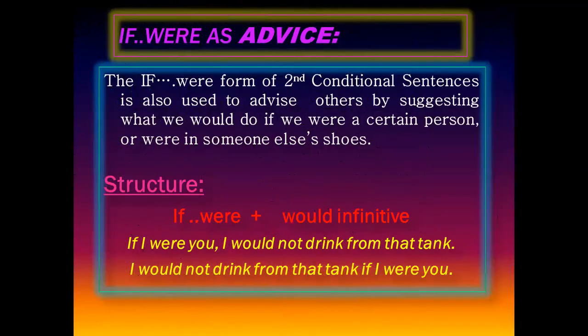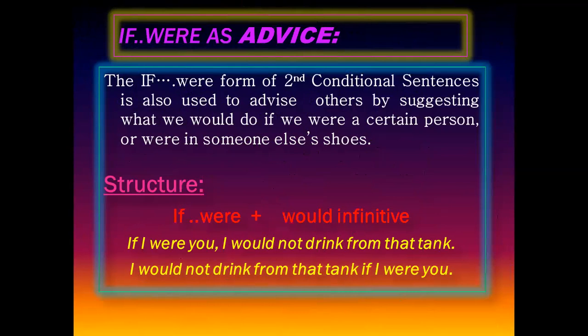Okay, so we just saw the use of if with were in conditional sentences in the previous slide, but here we will look at if and were as a tool for giving some advice. So look at what's written here. The if and were form of second conditional sentences is also used to advise others by suggesting what we would do if we were a certain person, or in someone else's shoes.